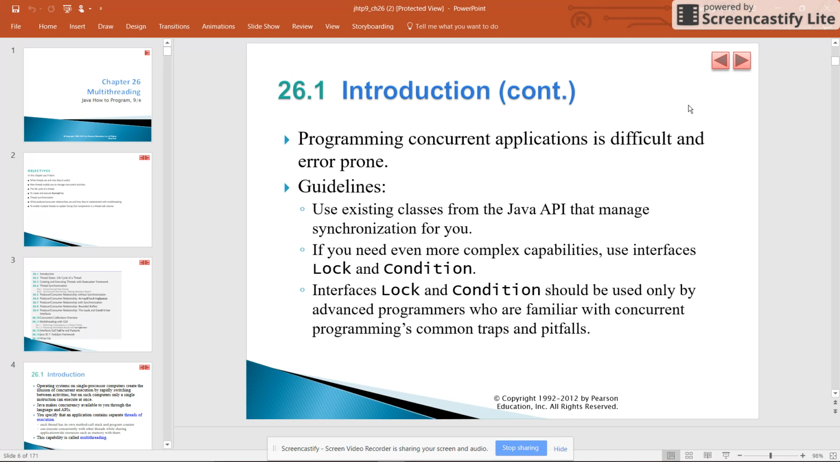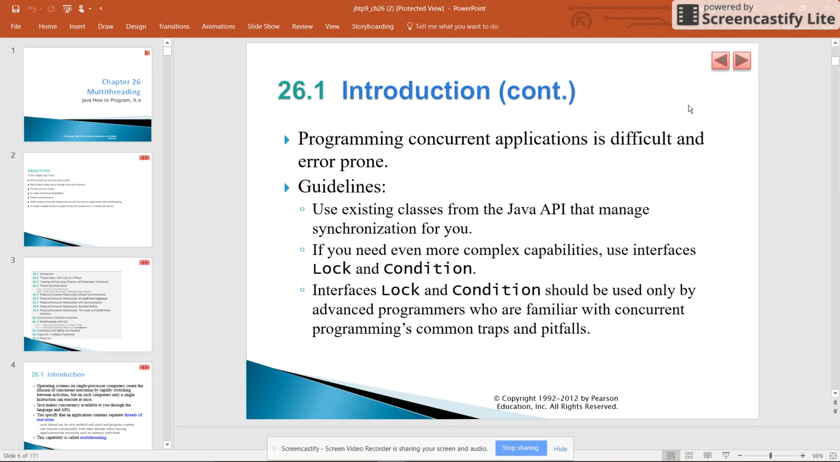And it's also the process of executing several tasks simultaneously, where multitasking is divided into two categories. One is process-based multitasking, another one is thread-based multitasking. Process-based multitasking is quite different from thread-based multitasking, where process-based multitasking is when we do two different tasks and execute them at the same time.